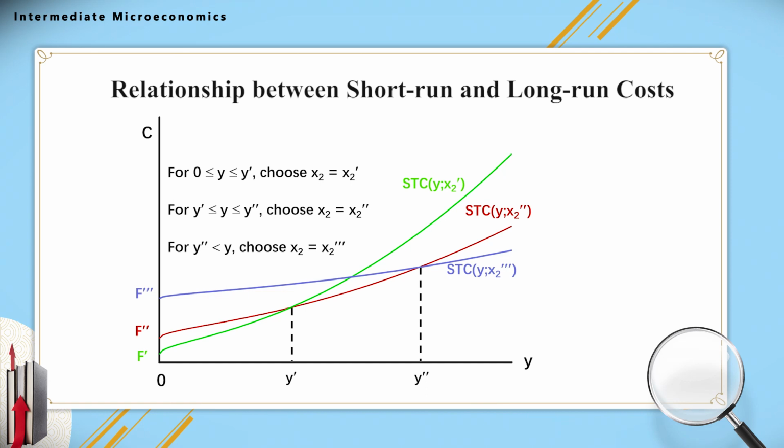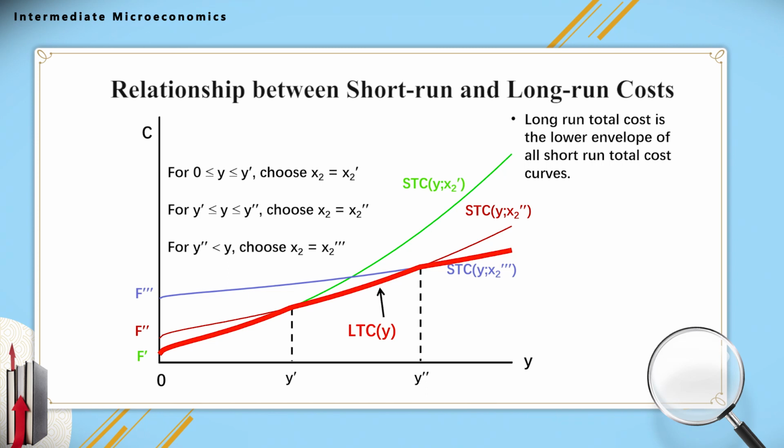The producer always chooses the production scale with the lowest cost in the long run, so the lowest segments of all short-run total cost curves constitute the long-run total cost curve. The long-run total cost is the lowest total cost that the producer can achieve by changing the production scale at each output level in the long run. The long-run total cost curve is the lower envelope of all short-run total cost curves.